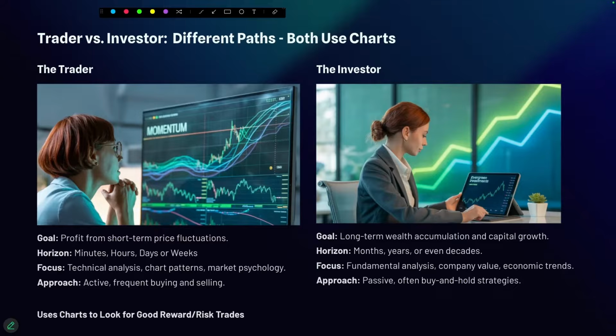Now the investor, they're the ones leaning a little more on the whole fundamental analysis side of the equation. They're going in, they're looking at the books, they're looking at who the CEO is, what their track record is, all that sort of stuff. And they're going to be looking at longer term charts for the most part. They're looking to hold positions for months, years, decades in many cases.